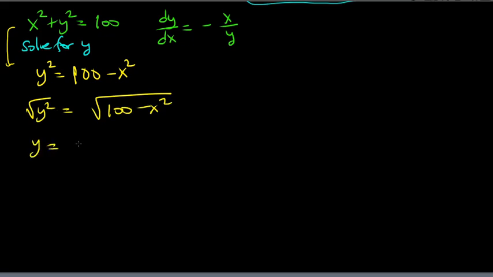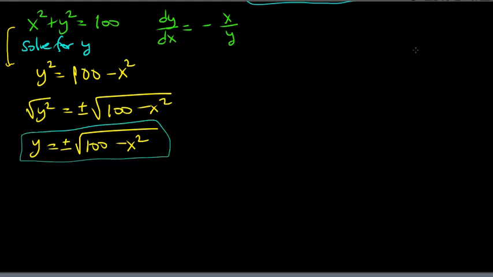And y is going to be the square root of 100 minus x squared. But I'm forgetting something. What am I forgetting? Whenever you take the square root of both sides, there's a plus and a minus. There's a positive square root and a negative square root. And again, this is just the equation of a circle. Remember, this was originally a circle.